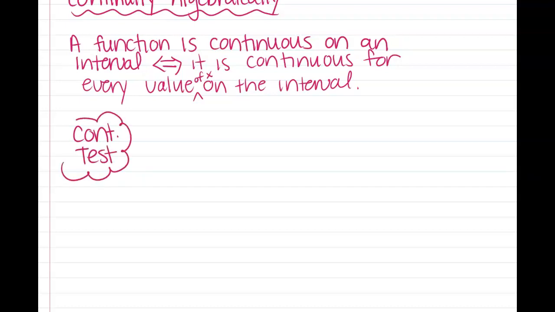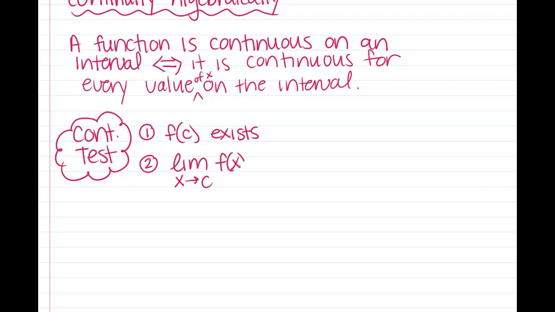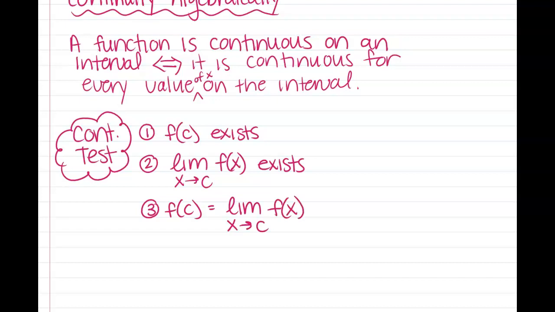the continuity test has 3 parts. Number 1, for it to be continuous at c, the function has to have an f of c that exists. Part 2, the limit as x approaches c of f of x exists. And part 3, f of c equals the limit as x approaches c of f of x.